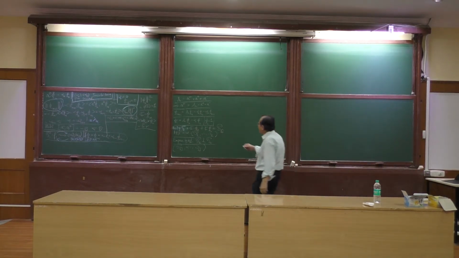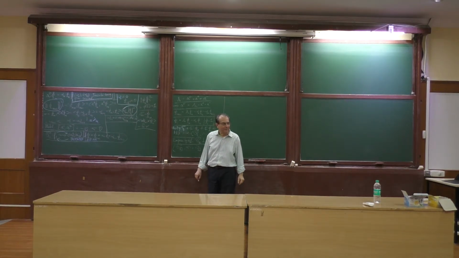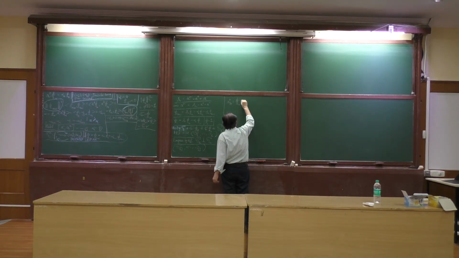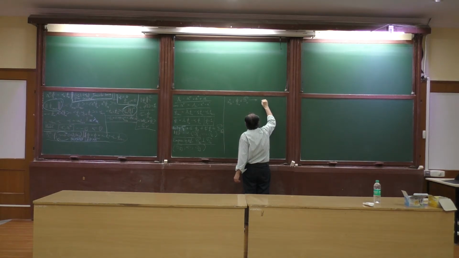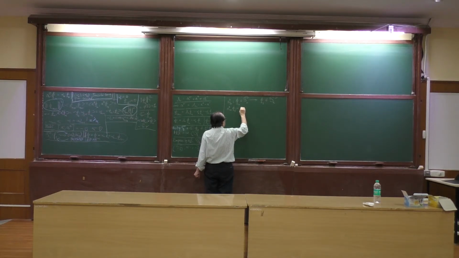Now that I have the space P1, I can define an operator A dagger bar 0, which takes a vector in P0 and brings me to the vector phi1 in P1. So this is the definition: I define A dagger 0 of phi0 to be, by definition, phi1.